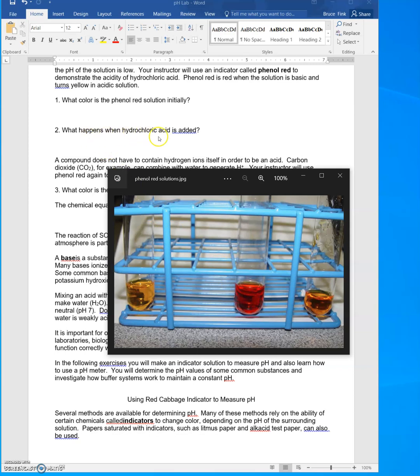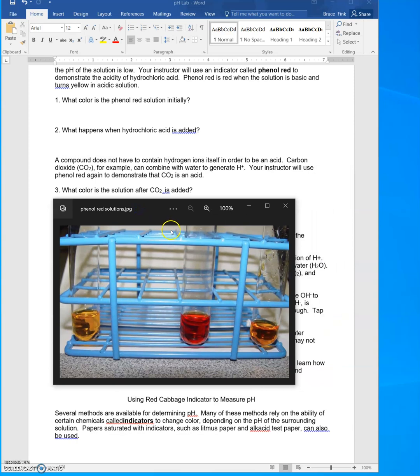In number 2, what happens when hydrochloric acid is added? The tube on the left is the one that has the hydrochloric acid added to it. And then for number 3, the colors of the solution when somebody blows their breath or carbon dioxide into the solution, that's this tube over here on the right. So these tubes aren't necessarily in order 1 to 3. The tube that has nothing added to it, that's just the phenol red solution, is in the middle for a comparison. And then the tube that's being referred to for number 2 is on the left, and for number 3, that tube is on the far right.